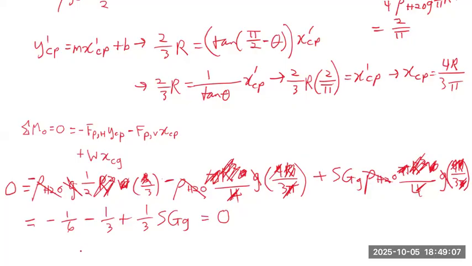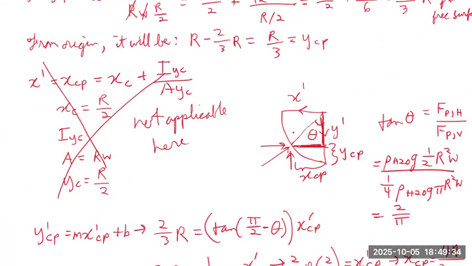So this means 1/3 SG is equal to 1/6 plus 1/3, which is equal to 1/2. So SG is equal to 1/2 divided by 1/3, which is 3 over 2. And this indeed matches our answer that we expected.